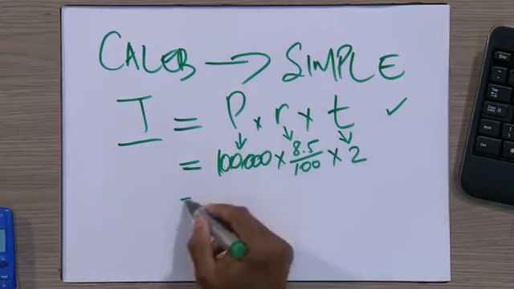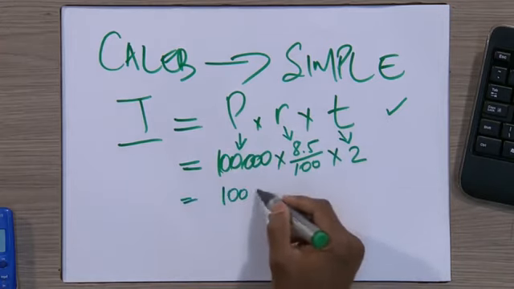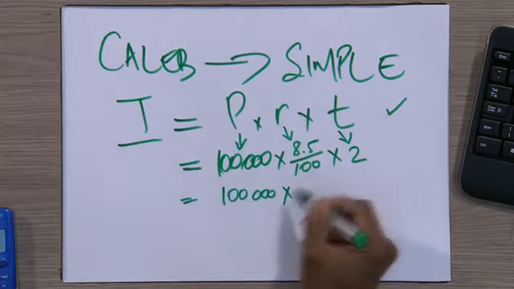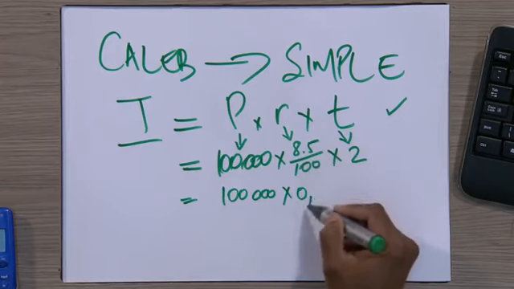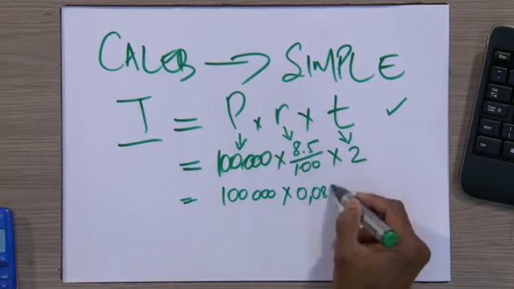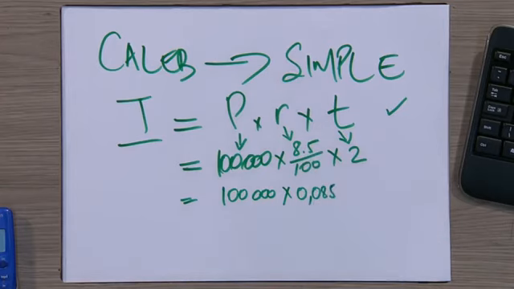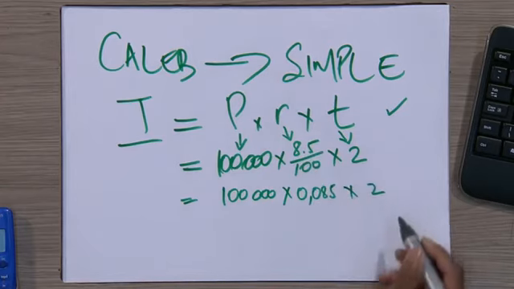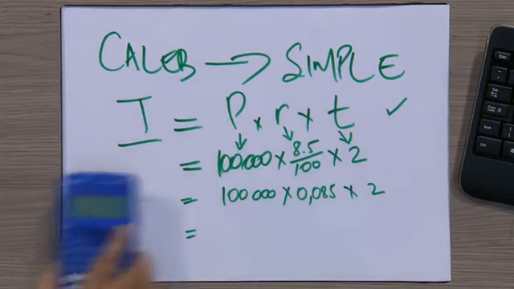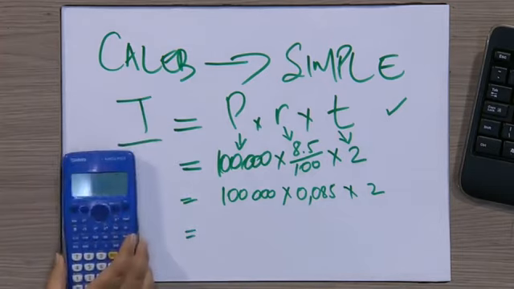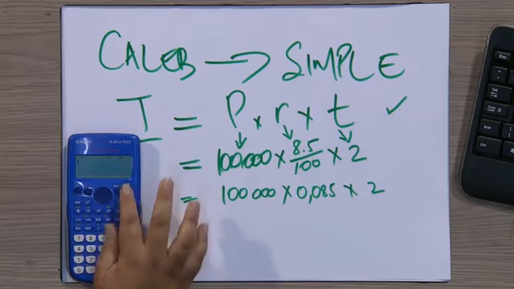And now to assist you, you can write down another line, 100,000 times 8.5 over 100, which is 0.085, times 2. And now my friend Chantal is going to punch in the totals in her calculator.